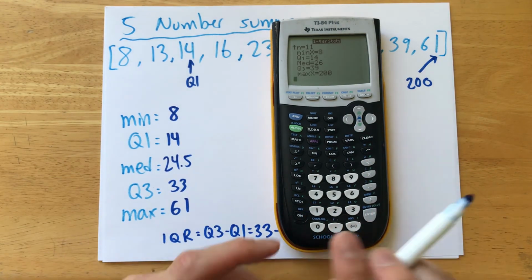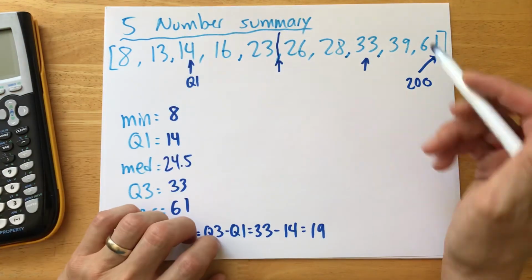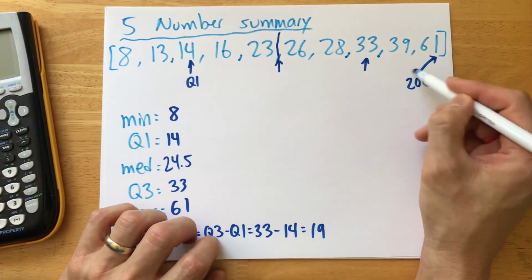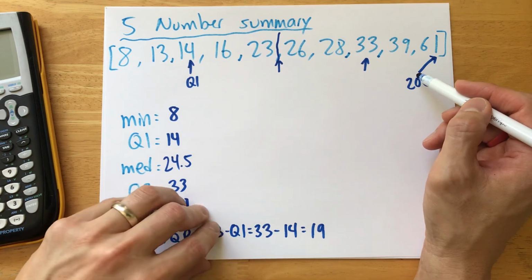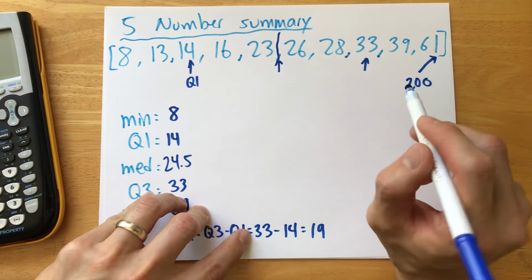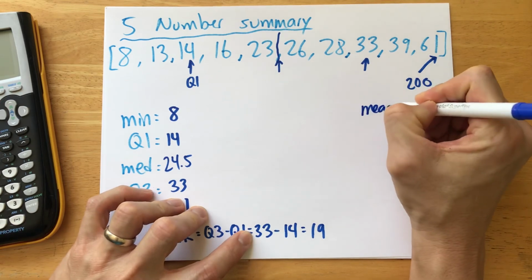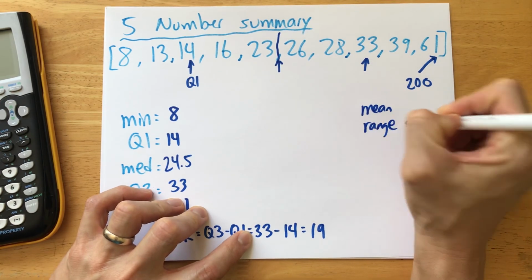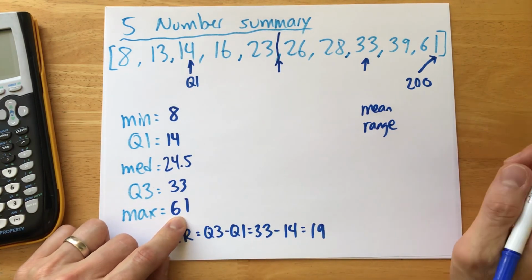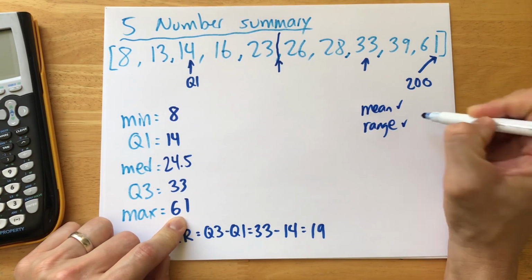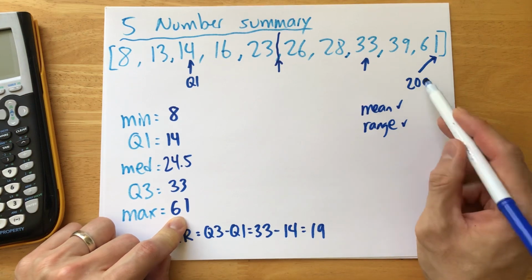Okay. Class, do you remember which values will change when you add an outlier? Okay, which ones are non-resistant to outliers? So that would be your mean and your range, right? So like our range, our maximum was 61, now it's 200, so it's going to change a lot. So these are very, very highly affected by an outlier.